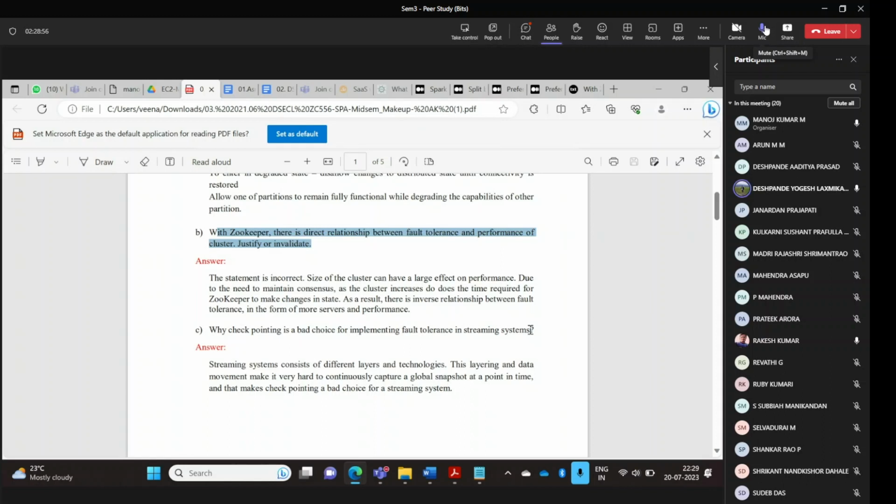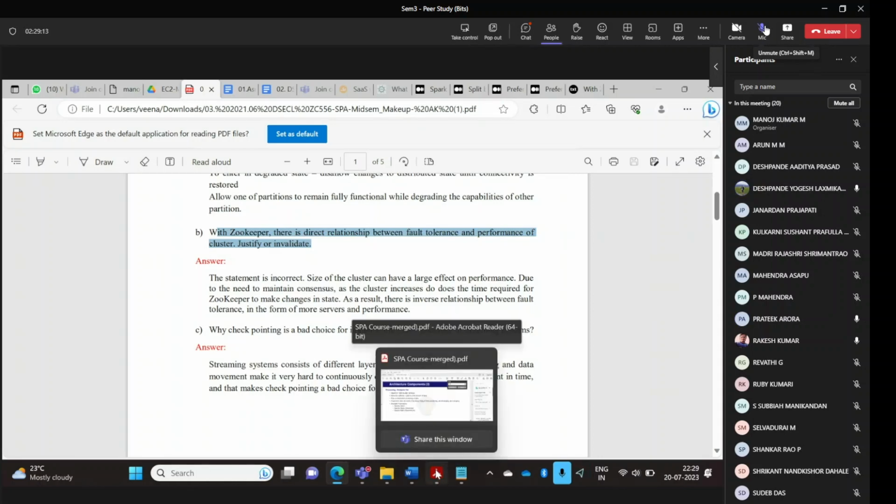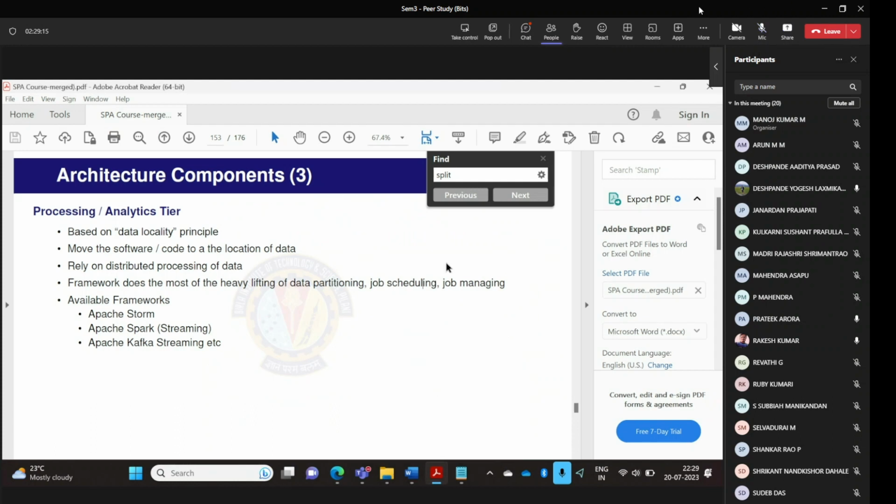Yeah, because streaming, you expect near real time results, and if you have checkpointing, it will also impact your performance, right? Because it has to do the checkpointing periodically, right? But does everyone know what is checkpointing?